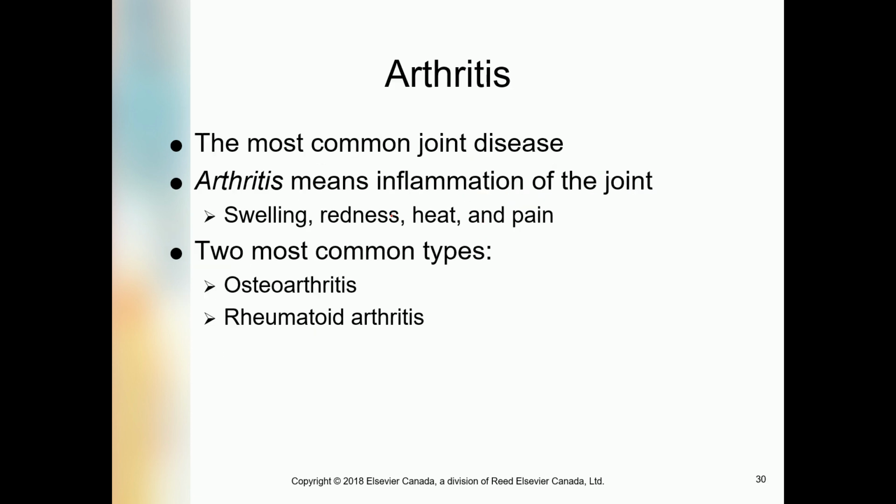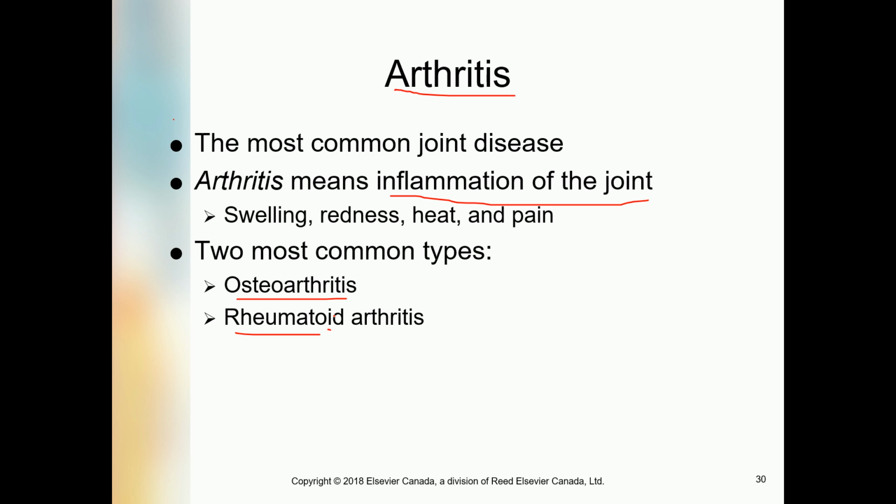Let's go to another one, arthritis. This is an inflammation of the joints. Arthritis means inflammation of the joints. It is the most common joint disease. Remember, this is very common. Everybody knows it. Swelling, redness, heat, and pain. The two most common types of arthritis are osteoarthritis and rheumatoid arthritis.